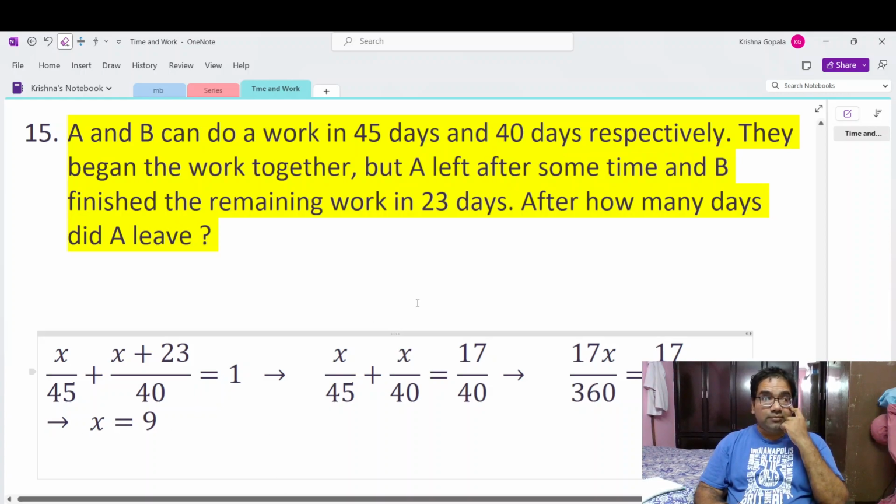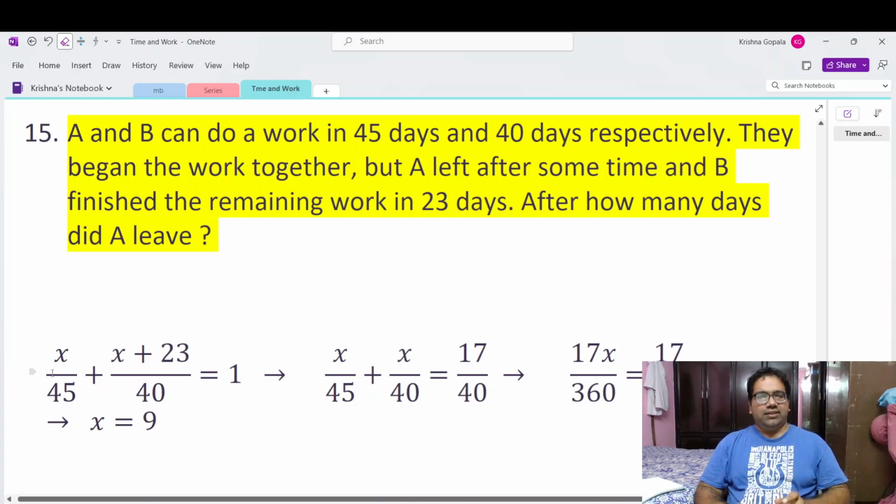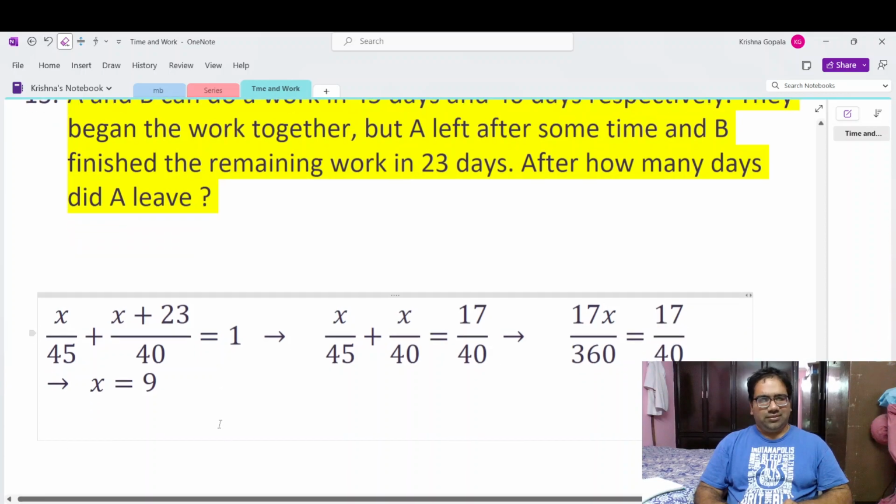What is our x? A worked for x days. B worked for x plus 23 days. After how many days did A leave? That is x. A worked for x days only. B worked for 23 plus x. That is 32 days. Okay.